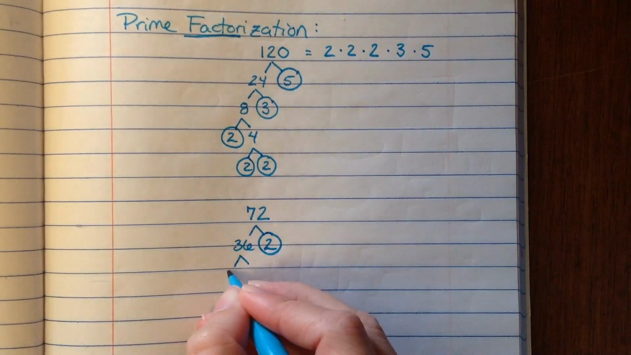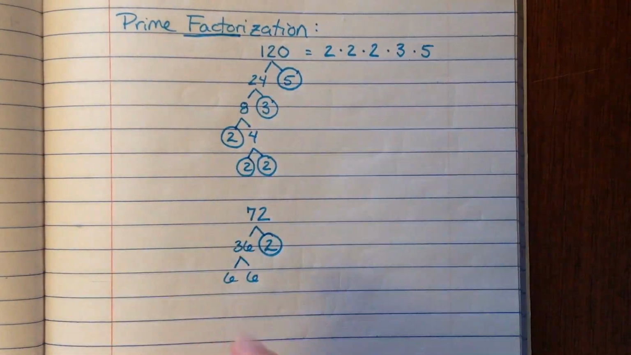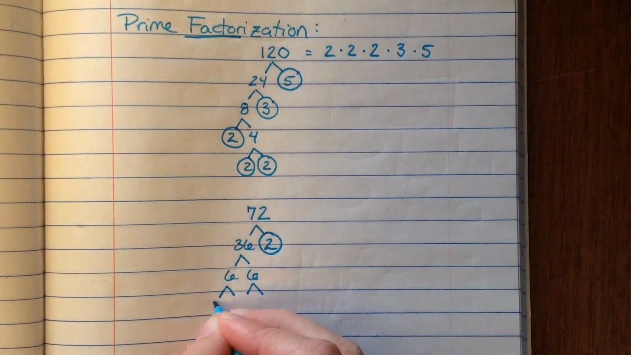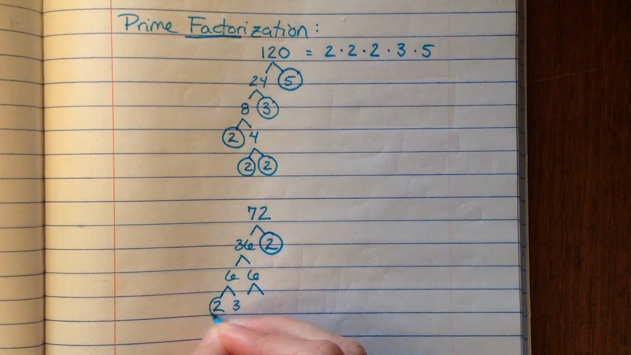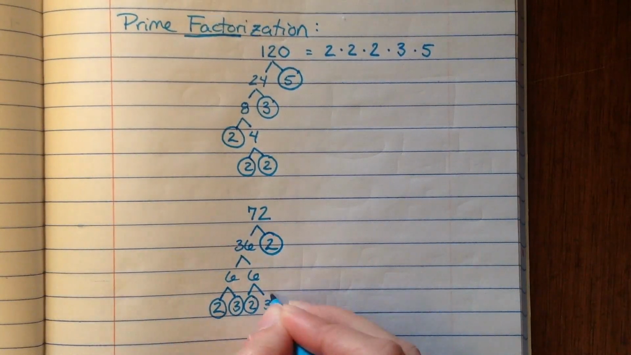36 will break down into 6 and 6, neither of which are prime. They can be broken down again into 2 times 3, which are both prime, and also 2 times 3 again, which are also prime.